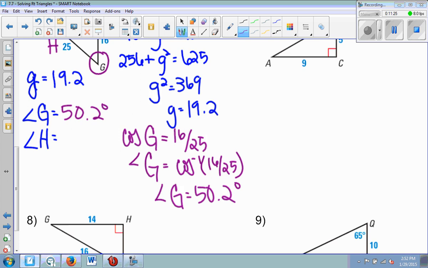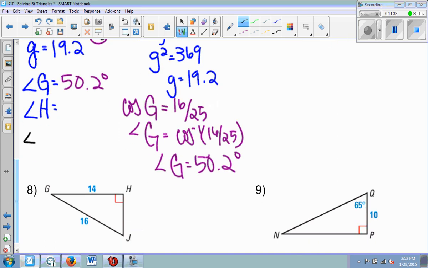And then the last thing I have to find is angle H. Again, using a little common sense, the easiest way to find angle H is to just subtract what I know from 180. I know I have a 90-degree angle. I know I have a 50.2 degree angle. Subtracting those is going to give me a value of 39.8.